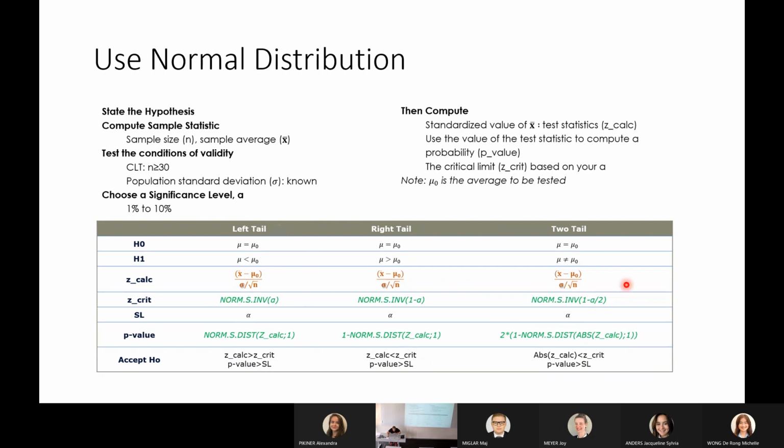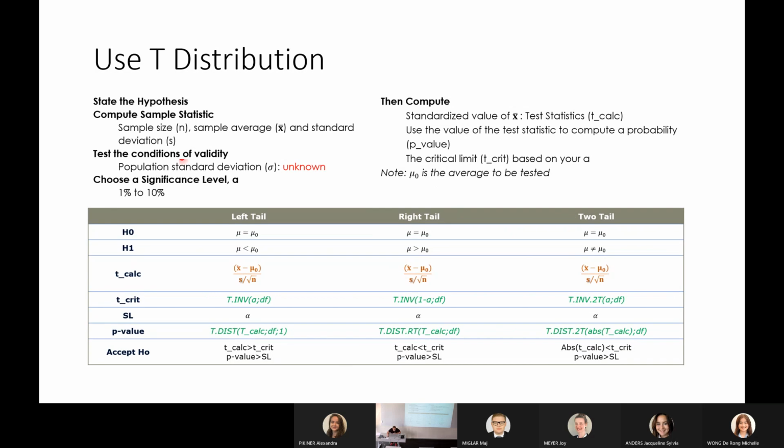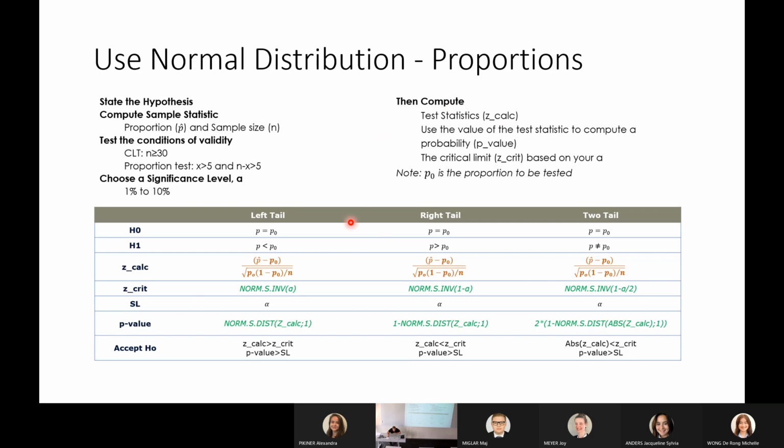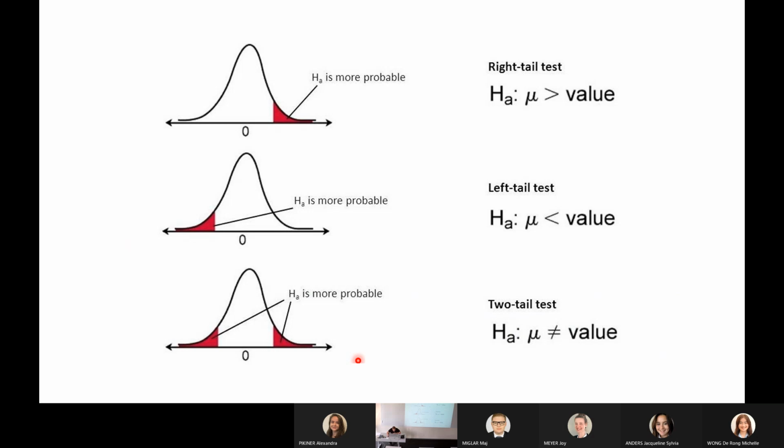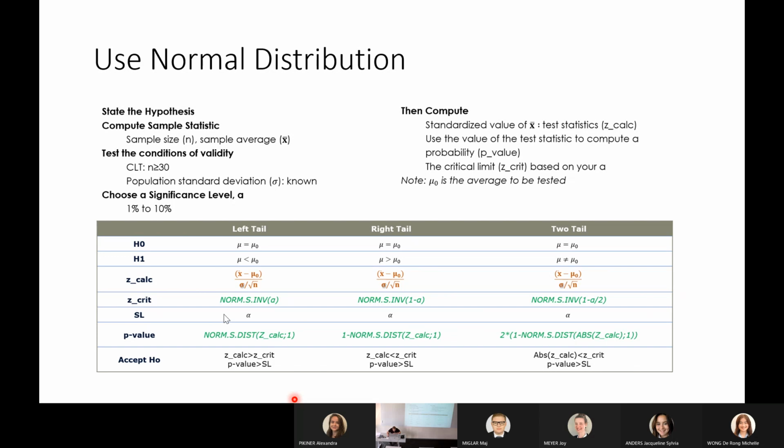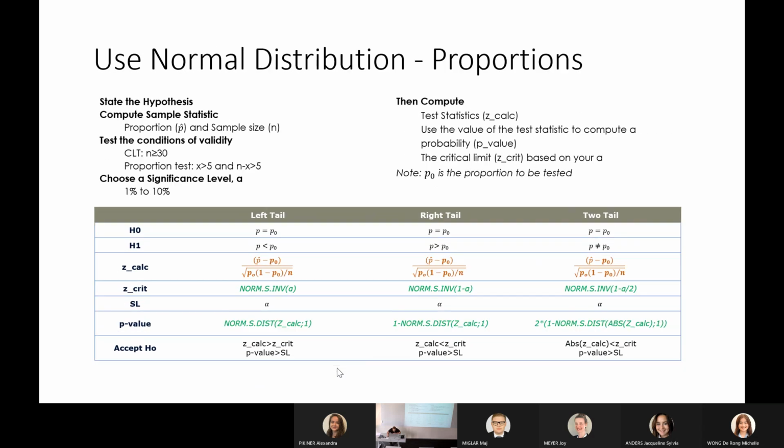But I suggest that the most important thing is to recognize which distribution is used. For t and z, it's quite easy: it's just whether the standard deviation of the population is given. For proportions, it's also easy to recognize because you have a categorical variable. Then you look at what you want to prove, choose the right one, and follow the formula for the p-value: NORM.S.DIST of z-calc, and you accept H0 if the p-value is higher than the significance level.